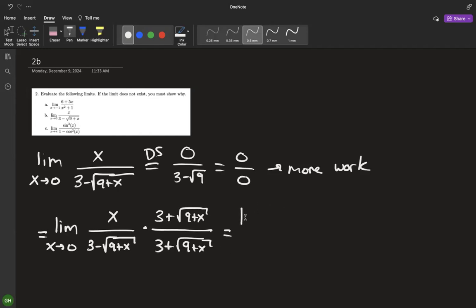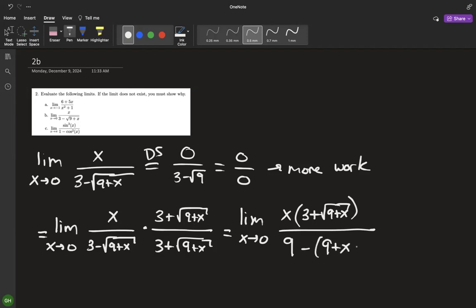So the top here isn't really going to do anything, so I'm just going to let it carry over: 3 plus square root of 9 plus x. But on the bottom, this is a difference of squares. So this is going to end up being 3 times 3, which is 9, minus 3 roots plus 3 roots. Those cancel, and I get minus 9 plus x squared, square root squared. So those cancel out and leave me with just 9 plus x.